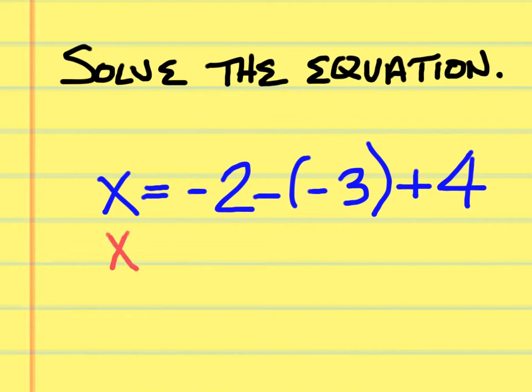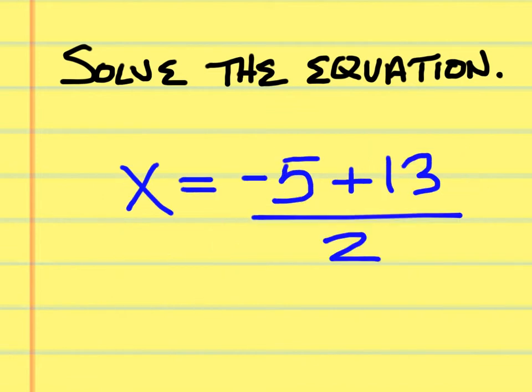First thing I will do is negative 2 minus a negative 3. These become plus. So negative 2 plus 3 is 1. And 1 plus 4 is 5.